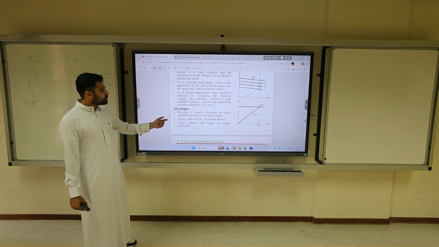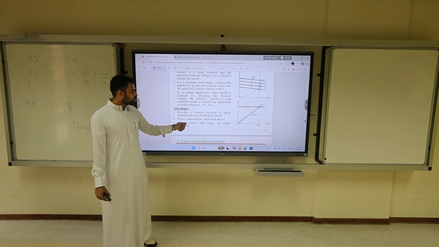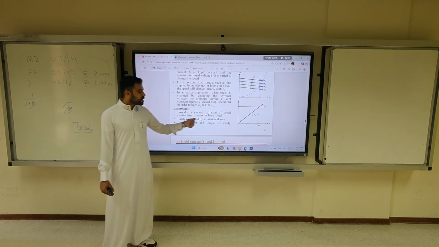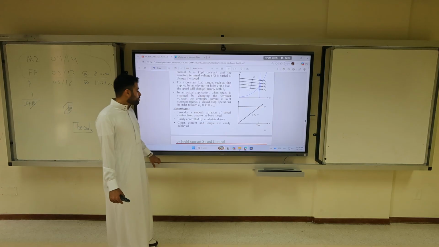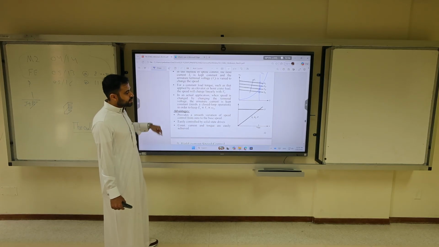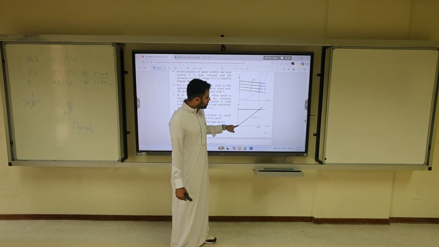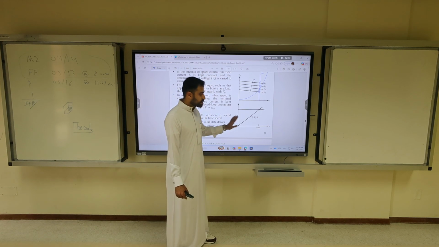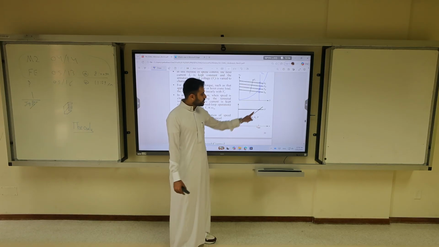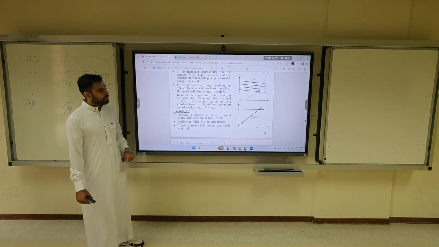So why is it good? Because it provides smooth variation of speed from 0 to the base speed, easily controlled by solid state drives. So you can implement power electronics to change the voltage. Constant current and torque are easily achieved. So here we have another speed. Here we have constant torque. Here we have omega. This is another curve. I don't think it's important. However, this is the intersection where you have the control. Okay?